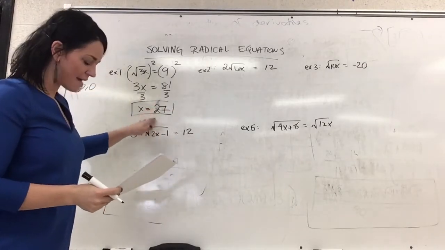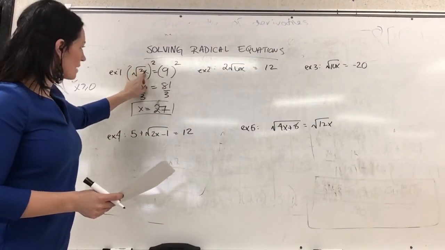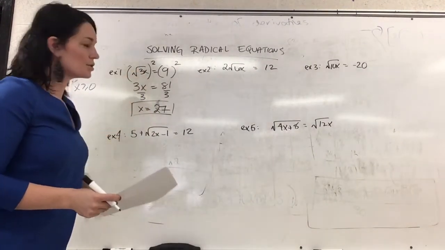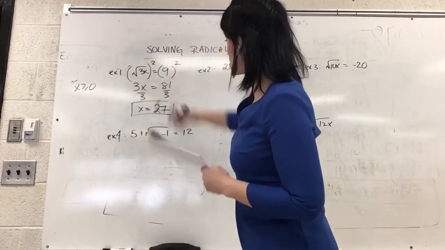You should always, every single time you're doing these questions though, plug it back in, do 3 times 27 and take the square root of that number, and do you get 81? Sorry, do you get 9? That's what you're looking to check, okay?